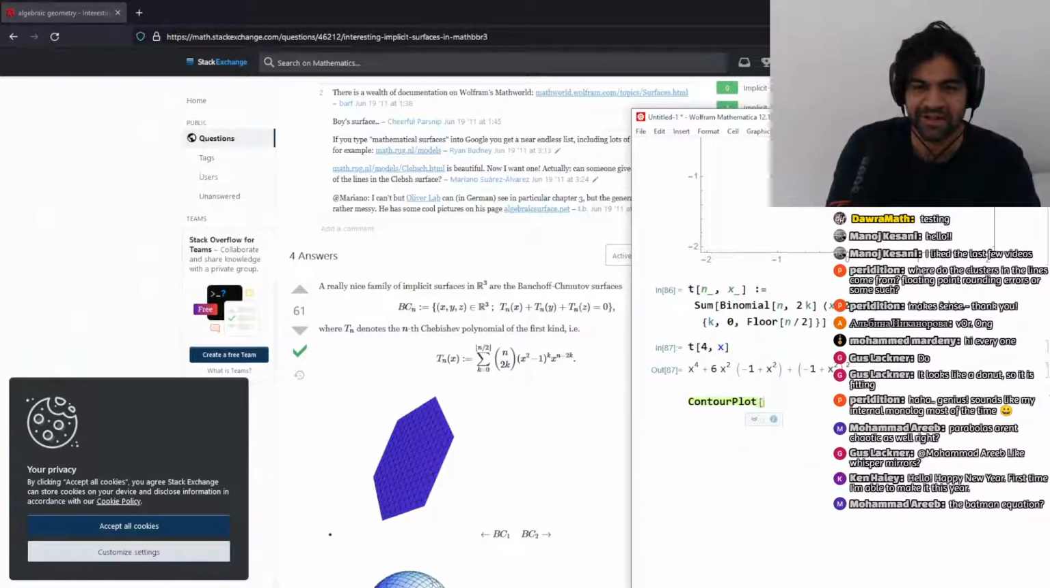So contour plot 3D, T4(x) plus T4(y) plus T4(z), set that equal to 0. I'm not sure what the x, y, and z range was for their plots, but we can do x, let's try -5 to 5. Y, -5 to 5. And then finally z, -5 to 5.